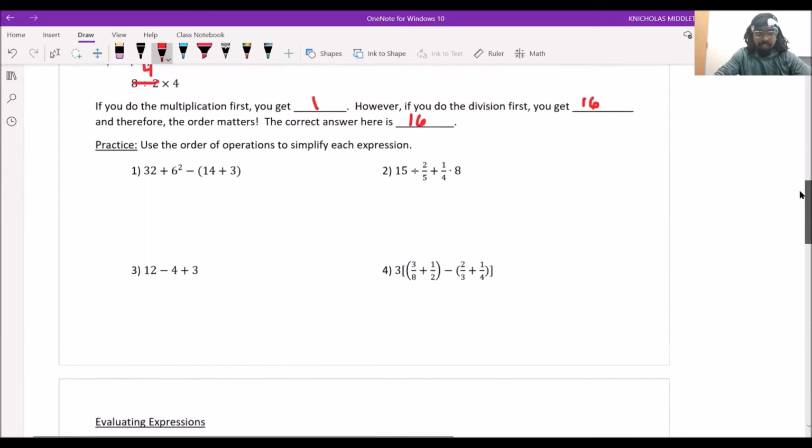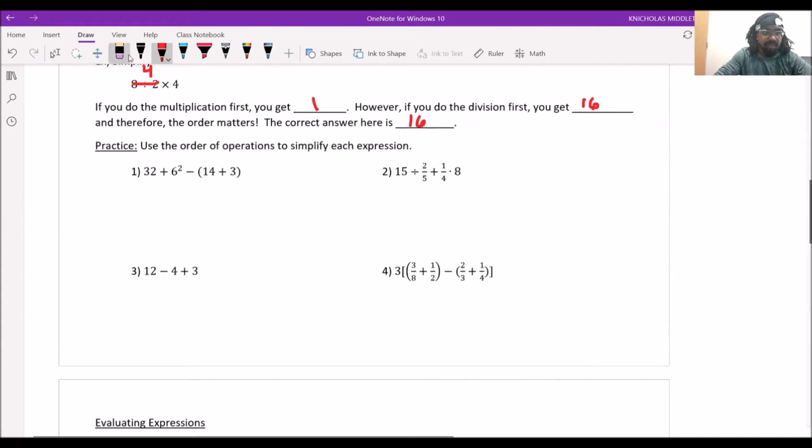Let's look. It says use the order of operations to simplify each expression. I invite you to try these problems before I do them if you'd like to see how it goes. You can pause the video and try it. Here we go, from left to right. Actually, here we should first consider the parentheses. 14 plus 3 is 17. 32 plus 36 minus 17. 32 plus 36 is 68. Minus 17 is 51.